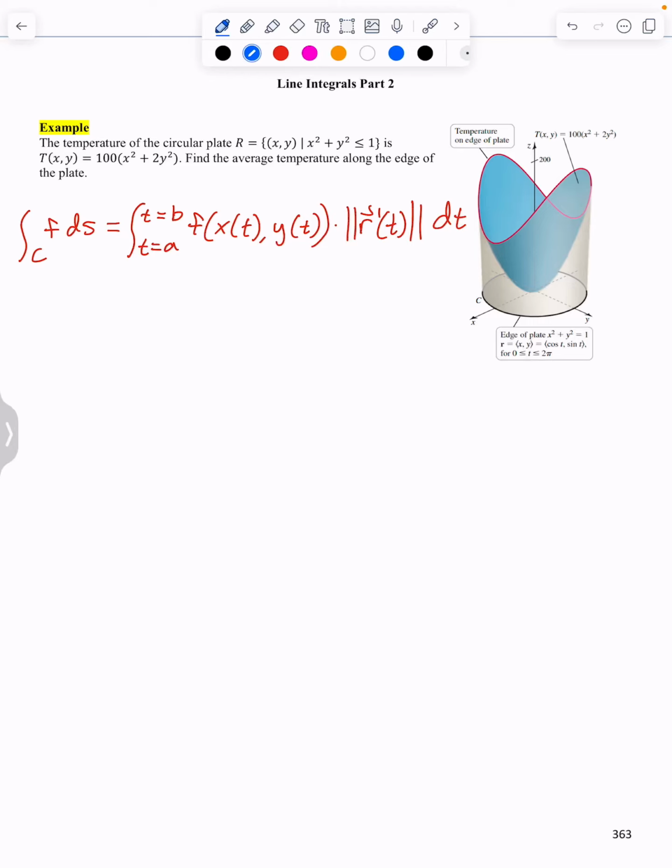In this video, we're going to work our first line integral problem. So let me set it up. The temperature of the circular plate. So we have a circular plate down there. You can see it in the picture, that gray plate at the bottom here. We have a temperature of the plate, and it says the temperature of that plate.